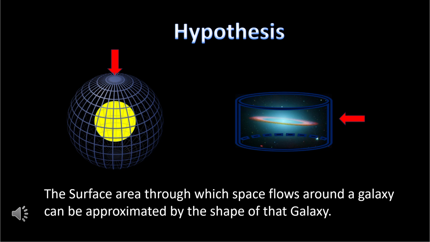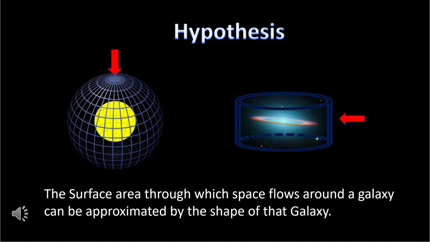When I found out about the galaxy rotation curve problem, I wondered, could my theory help answer the unexplained observed galaxy rotation curve? I hypothesized that the surface area through which space flows around a galaxy could be approximated by the shape of that galaxy. So if we have a single isolated mass, then we would expect the flow of space to be equal in all directions, and we can calculate the surface area through which space flows as the surface area of a sphere.